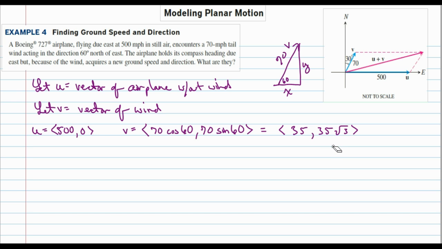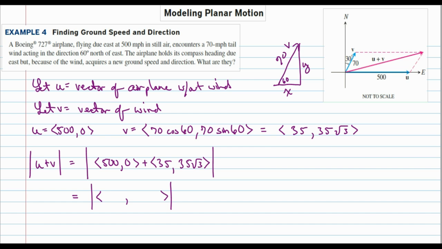Now I want to find the speed and direction. So let's look at speed first. Speed is the magnitude of this new vector, so I want to find the magnitude of u plus v, these two vectors combined. So I have to first add u plus v. u is 500, 0. v is 35, 35 square root 3. Which means u plus v is 500 plus 35, or 535, and then comma 0 plus 35 square root 3, so 35 square root 3.